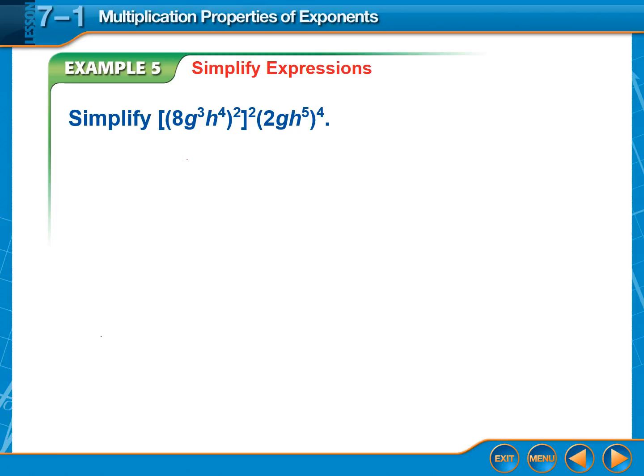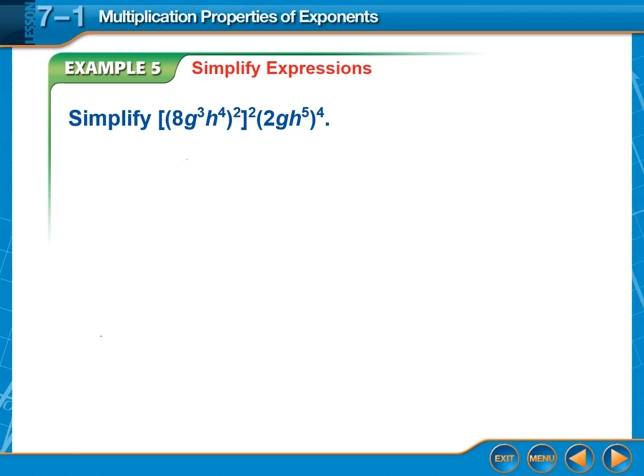All right, so now let's take a look at one that combines all of our rules together. We've got this really complicated looking expression here: 8g to the third h to the fourth, and that whole product is raised to the second power. Then it's raised again to the second power. And then we're multiplying it by 2gh to the fifth, which is being raised to the fifth power. So this can look overwhelming, but if we break it down into parts, you'll see that it's not too bad.